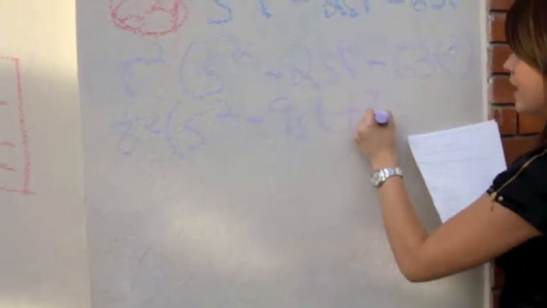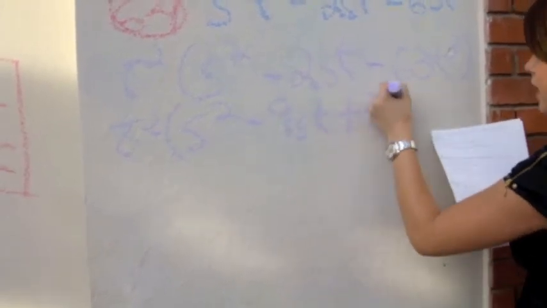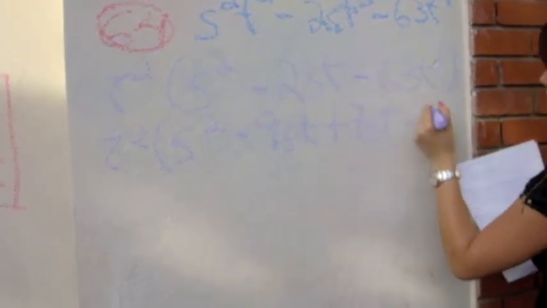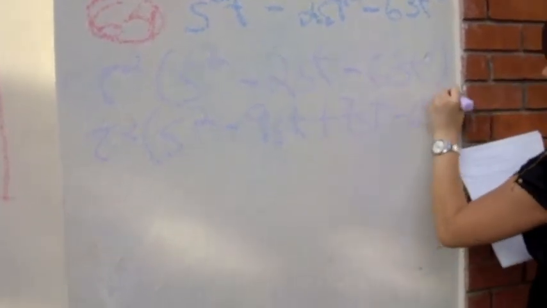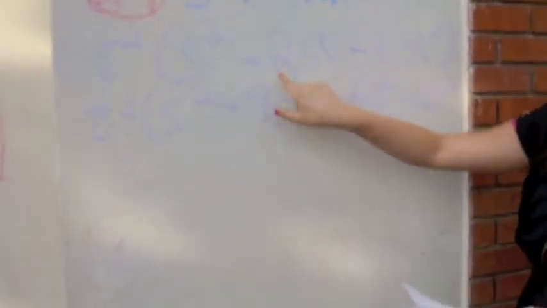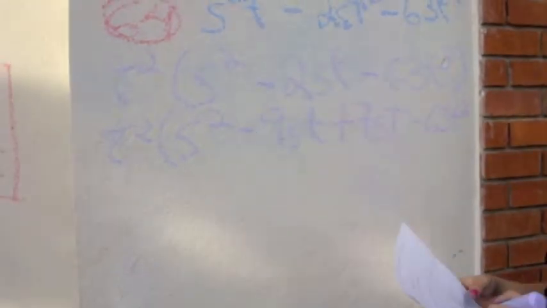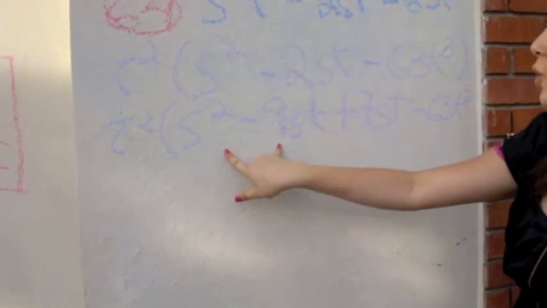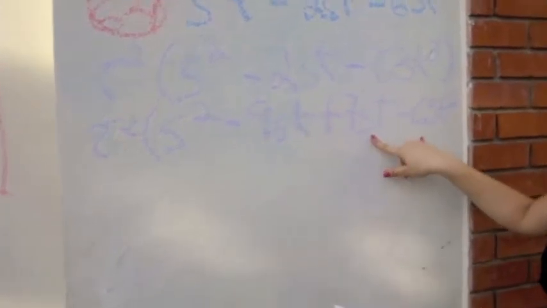s squared minus 9st plus 7st minus 63t cubed. Here, if you see, minus 9 plus 7 is minus 2. Then, we need to do the grouping method that consists of grouping the first two terms and the second two terms, and look for the common factor.